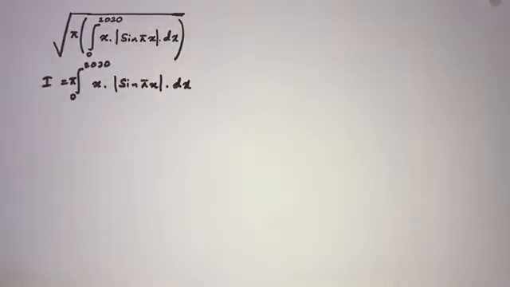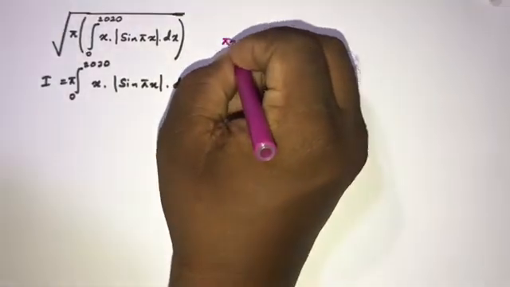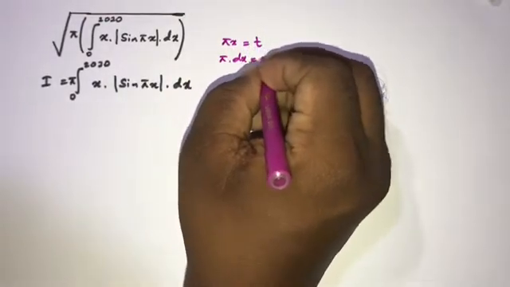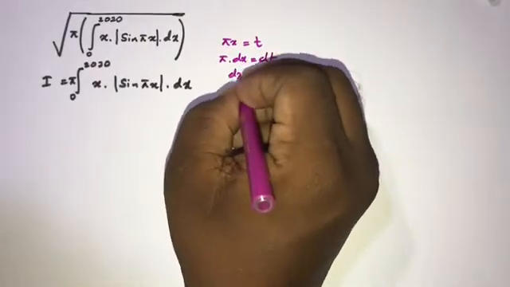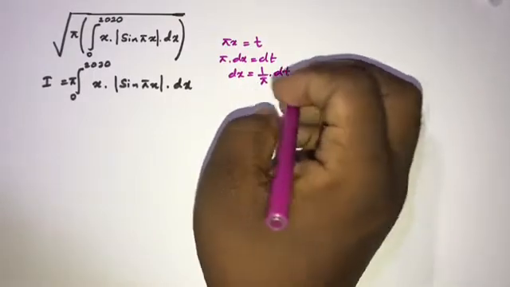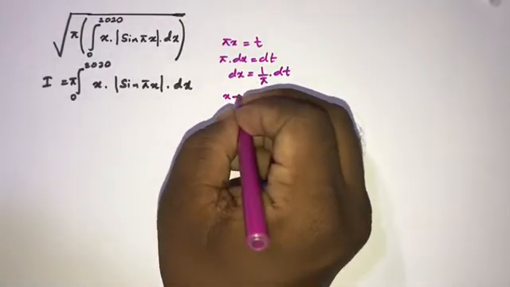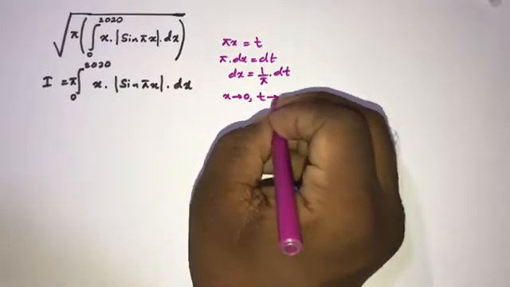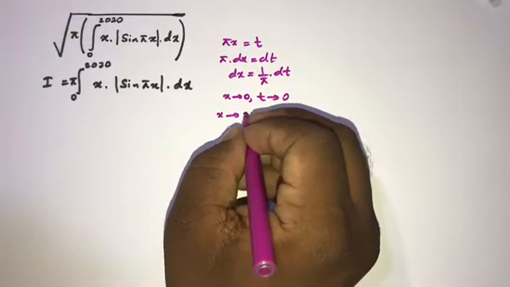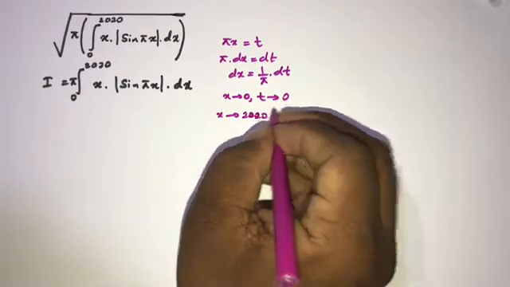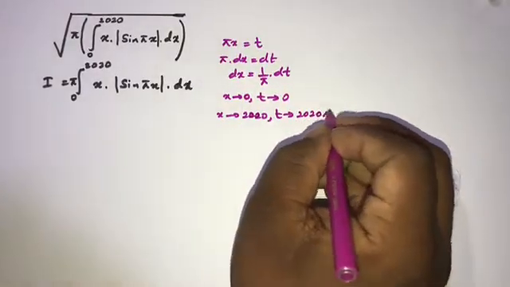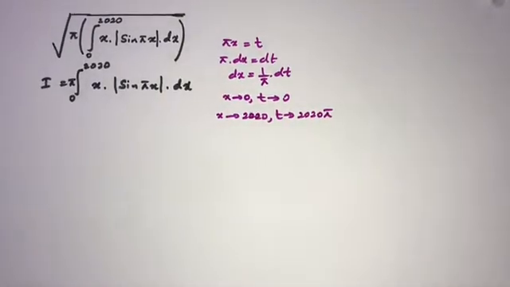So if we take pi x is equal to t, now differentiate, so pi dx is equal to dt, then we can isolate the dx, so dx is equal to 1 over pi dt. For the lower limit, when x approaches 0, t also approaches 0. When x approaches 2020, the upper limit, t approaches 2020 times pi.